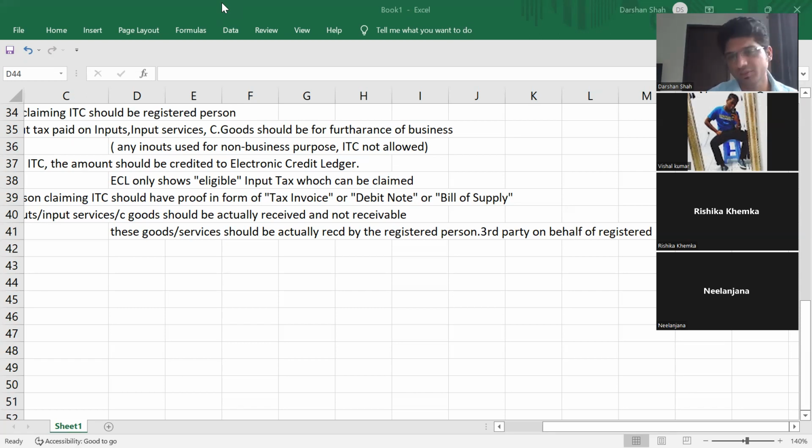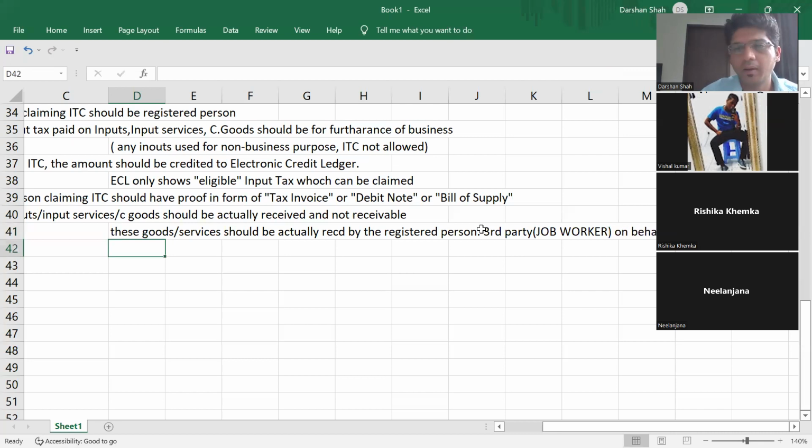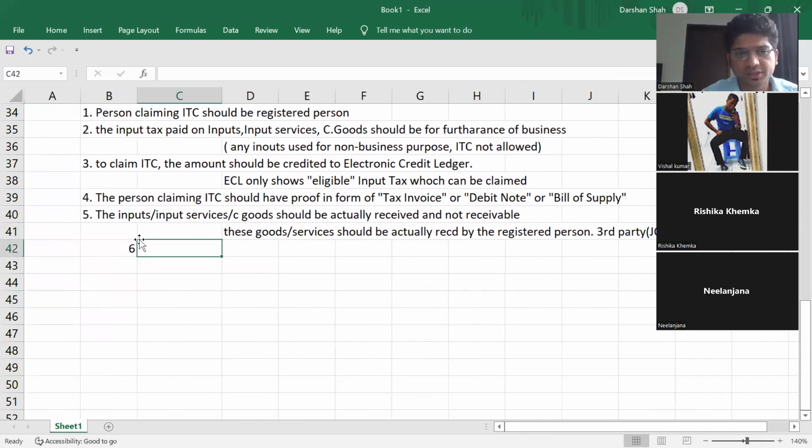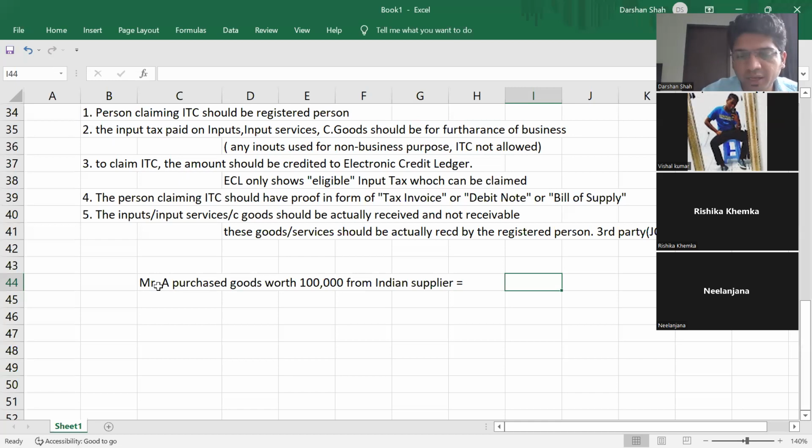Can you explain debit note, please? Okay, I'll explain debit note also. So this third party doubt is clear now. Instead of calling it third party, we'll use the technical name job worker. Next, before going to the next thing, let us say debit note. Example, Mr. A purchased goods worth 1 lakh from an Indian supplier. What kind of a bill will the Indian supplier give?